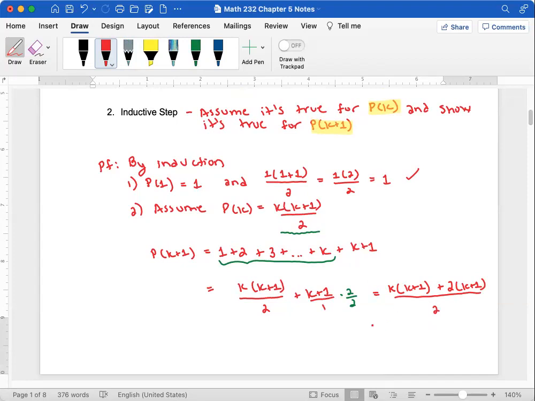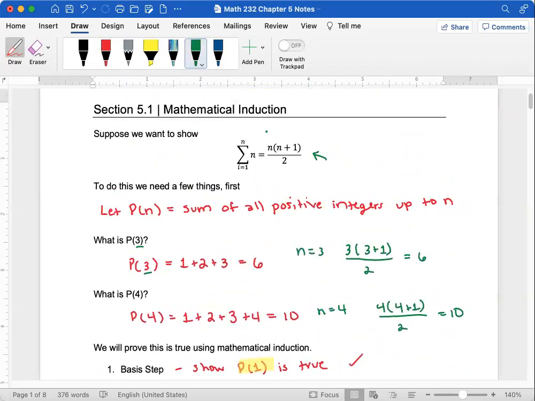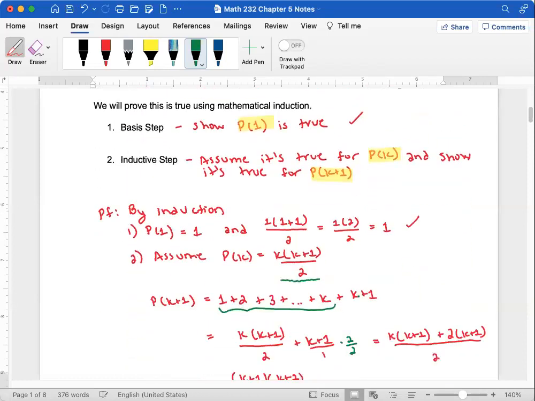Now, the reason I did that is I'm going to factor out the k plus 1 here. Those two terms have a k plus 1 in common, and I'm left with k plus 2 all over 2. But what I just found here is what would happen if I plugged k plus 1 into the formula up here. If I plugged k plus 1 into here, this would have been k plus 1 times k plus 1 plus 1, or k plus 2. So if I had plugged k plus 1 into this formula, this is what I get out. And that is what I'm left with.